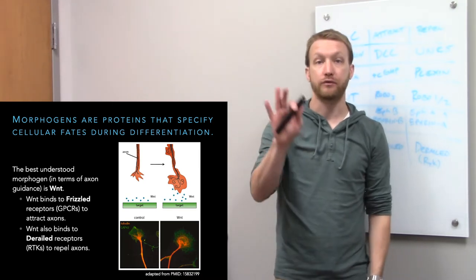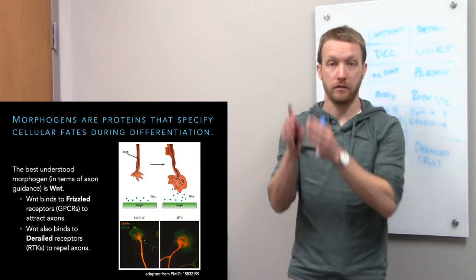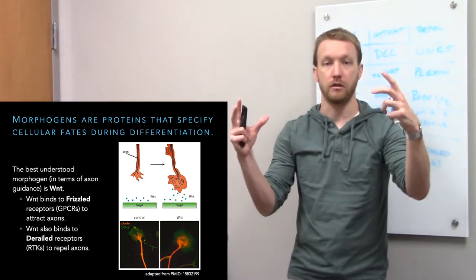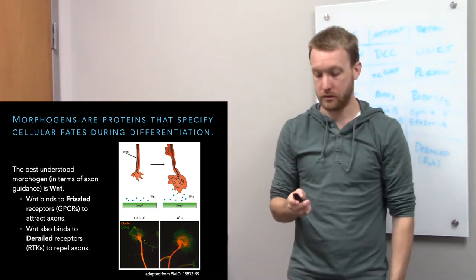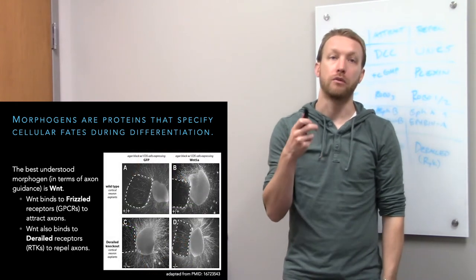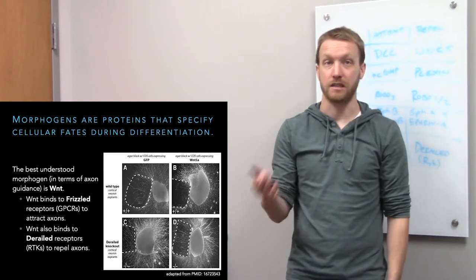So if you have a frizzled receptor like this neuron does, the application of Wnt there in the right portion, you'll see, creates a much larger growth cone. So this axon is going to hunt out its path a little more effectively. On the other hand, if you have derailed receptors, then the presence of Wnt is going to prevent axon growth.